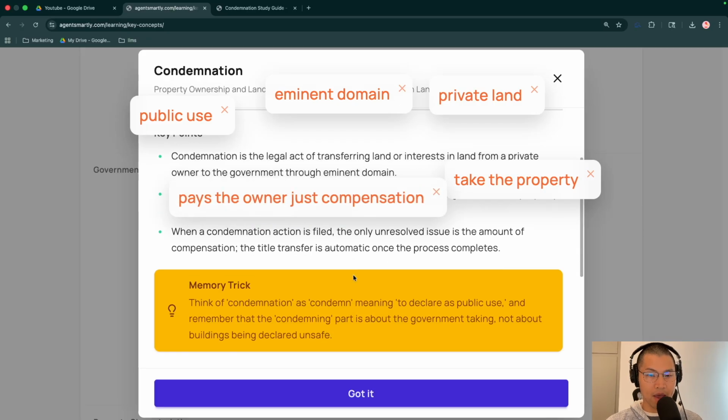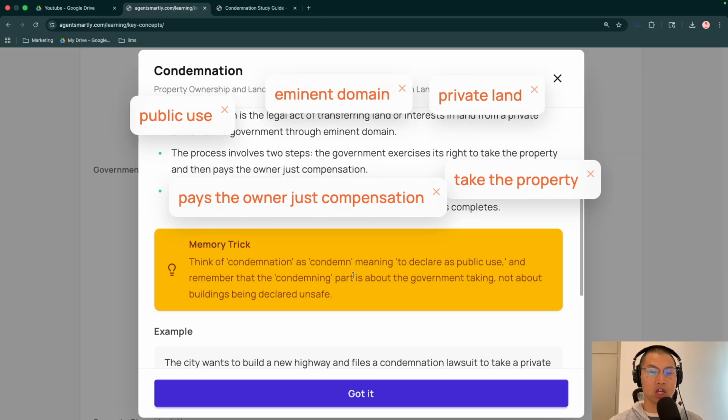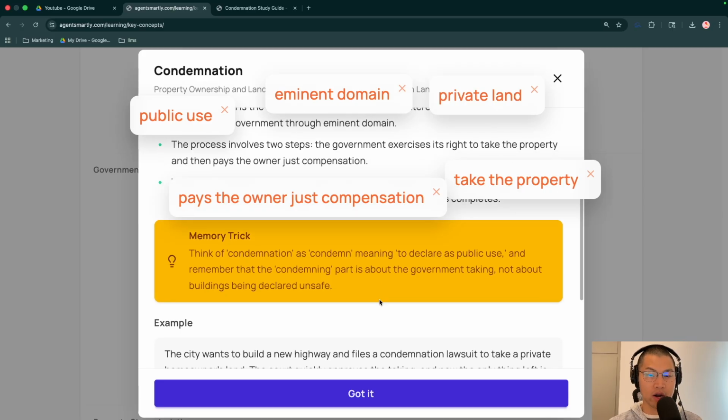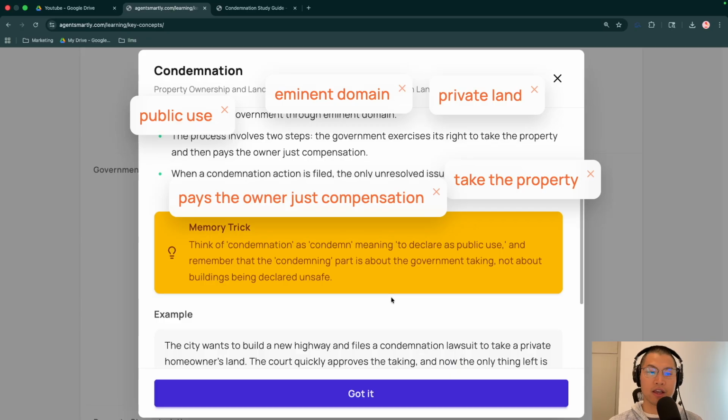So for the memory tricks, we remember this. Condemnation means condemn, meaning to declare as public use. And remember, the condemning part is about government taking. So it's kind of like a force. And it's not about building or declaring unsafe.